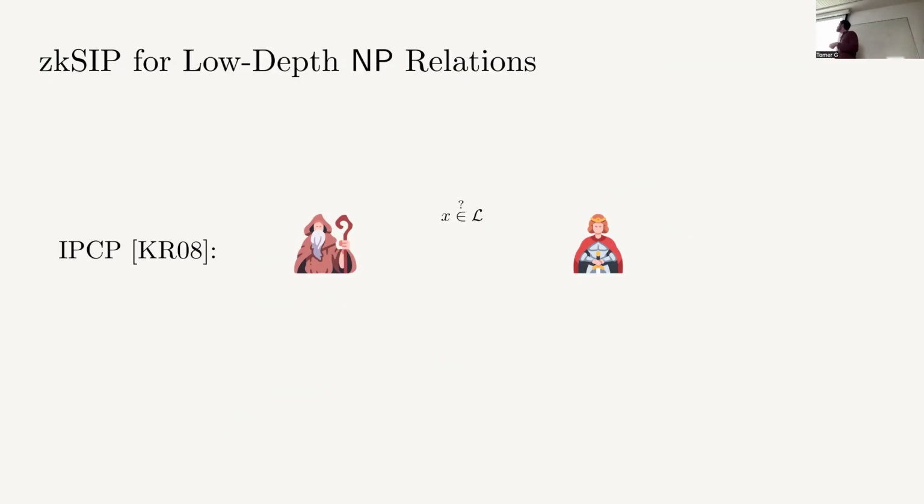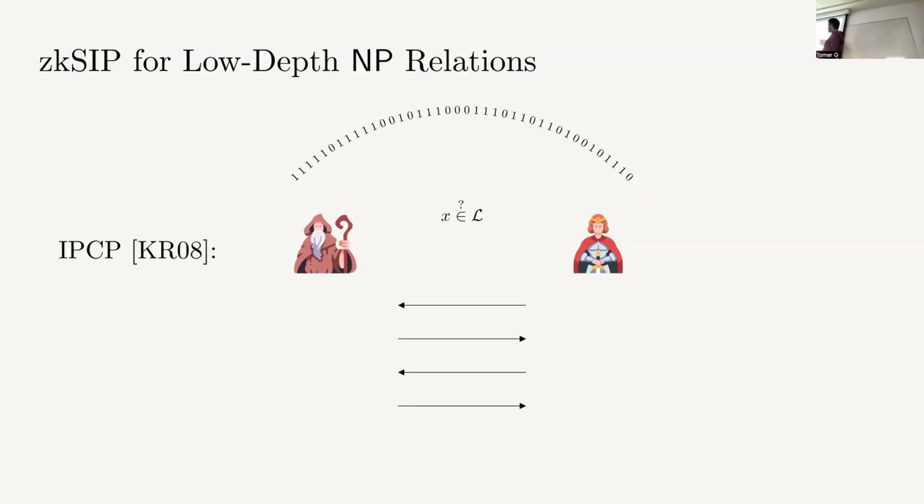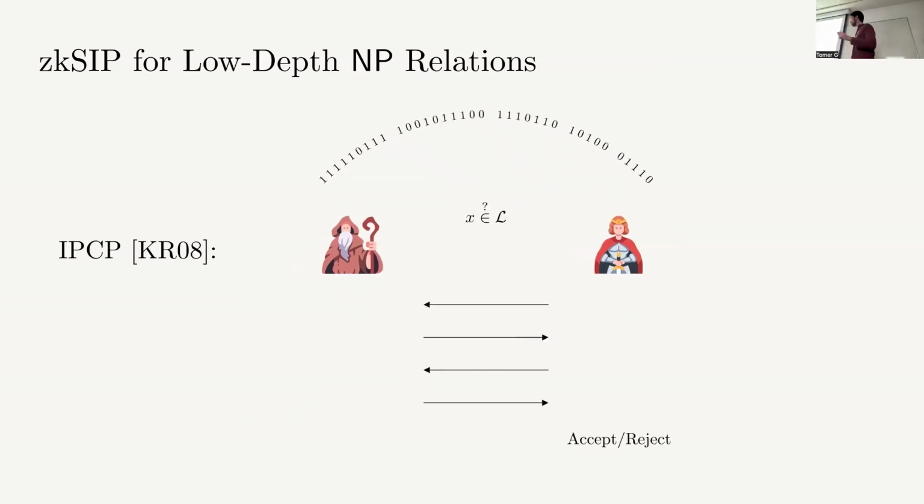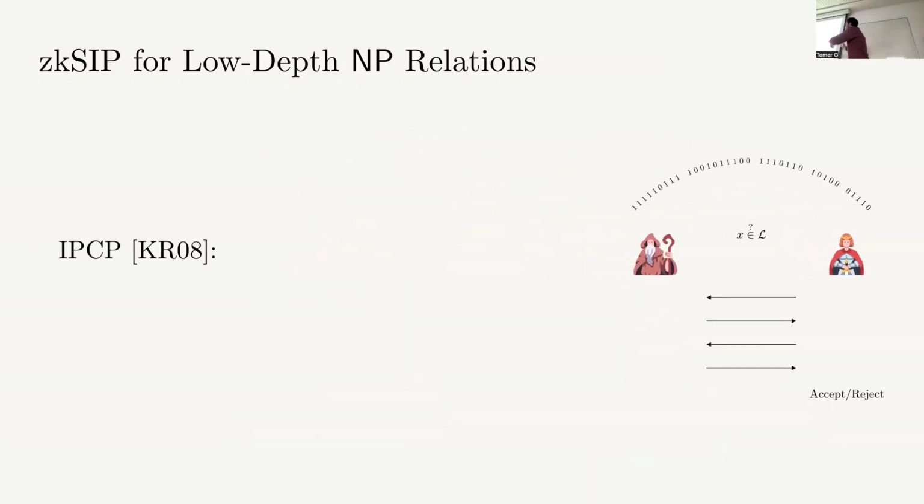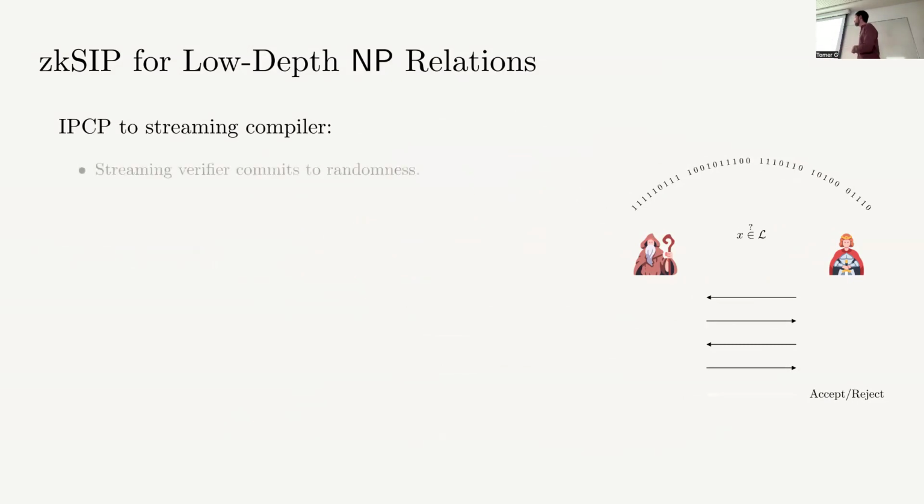And before they start interacting, the prover sends some long message, not directly to the verifier, but I guess up in the air, in a way that the verifier has query access to that long message. So then they can interact. And then before the verifier makes its decision, it can query some bits from that long string, take that into consideration, and then decide whether to accept or reject. Okay, so we find this model pretty close, in a way, to the streaming model. So we construct a compiler that takes an IPCP and turns it into a streaming interactive proof.